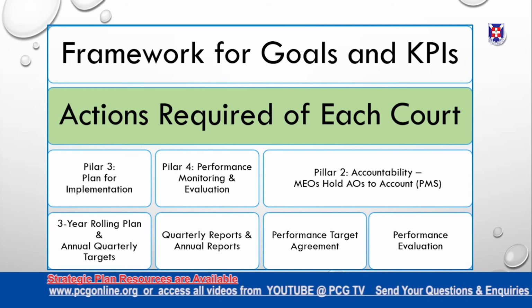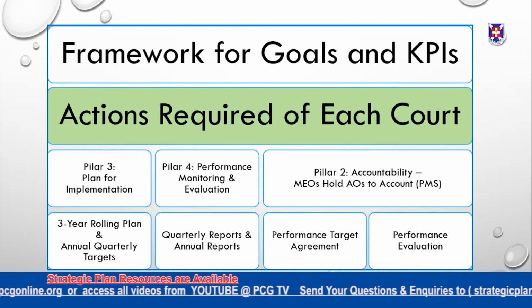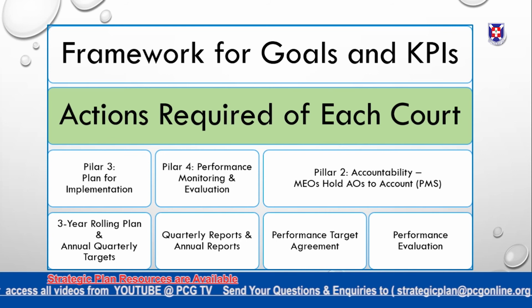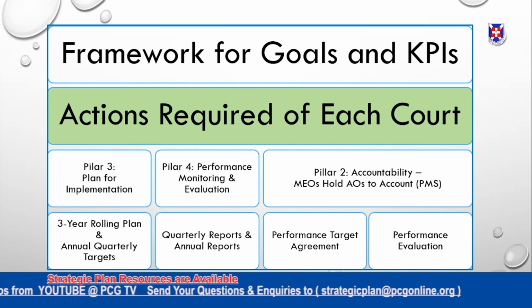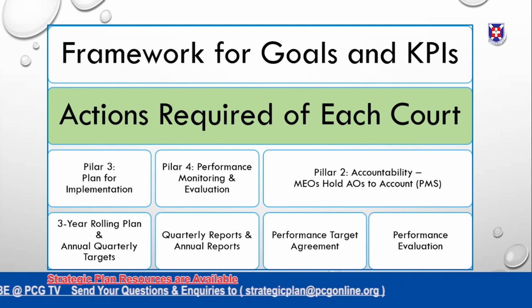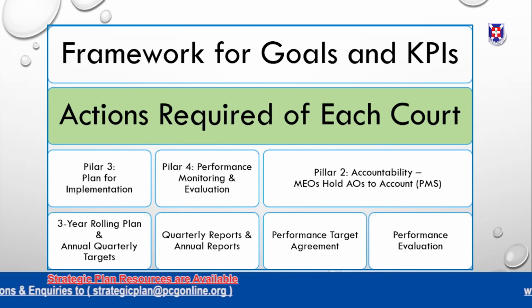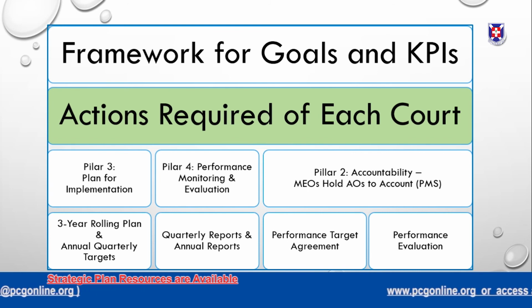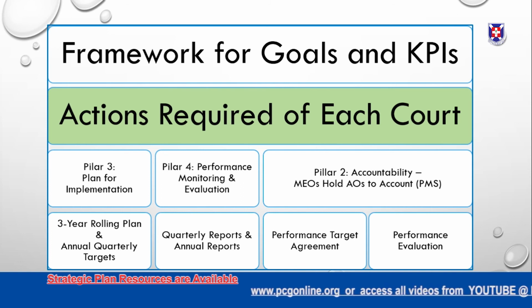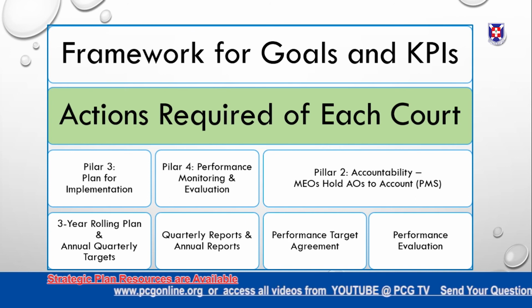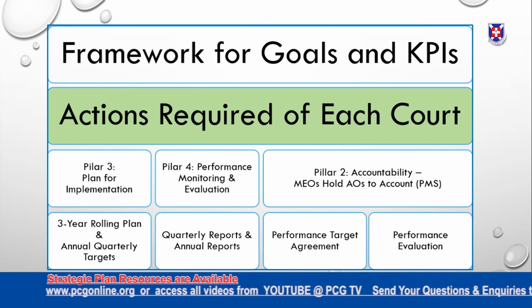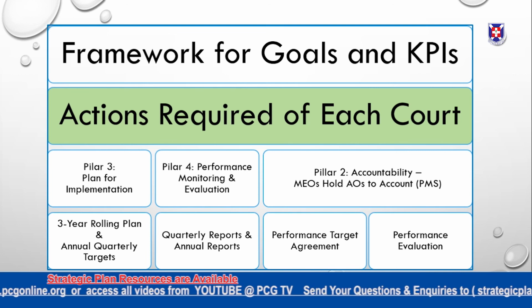So the KPIs will set you targets, and once you have targets, you have to plan to implement measures or strategies to be able to achieve the goals that you set yourself. And then it also helps you to do performance monitoring and evaluation. It has given you the tools to be able to do that. And then under Pillar 2, it also provides the tools for the MEO to hold the AO to account, because they can agree on the goals, they can agree on how the goals will be measured, and how often they will be measured. And this is the performance management system that we'll speak about more extensively later on.